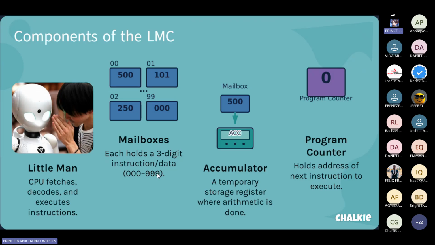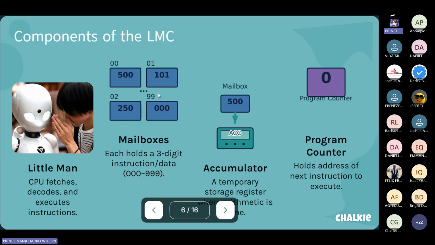So we started by saying it has exactly 99 mailboxes. And then each mailbox can hold exactly 0 to 999. So each mailbox can hold up to 999 data. In other words, 1,000. 0 will be the first, 999 will be the last, making it exactly 1,000.